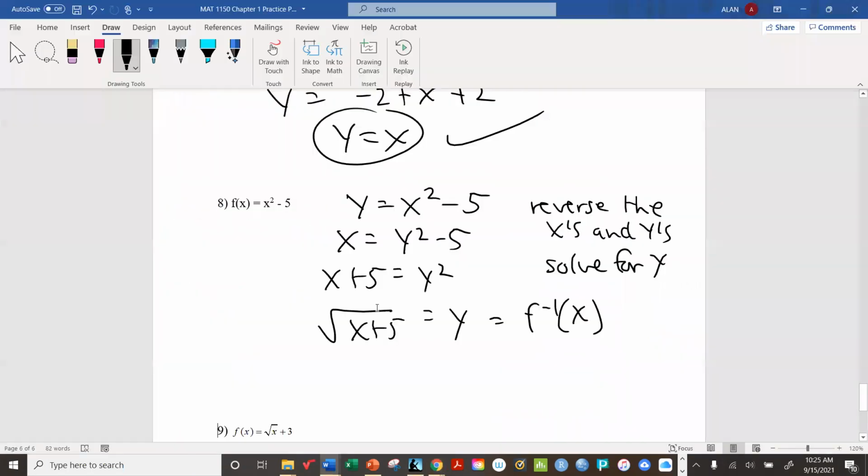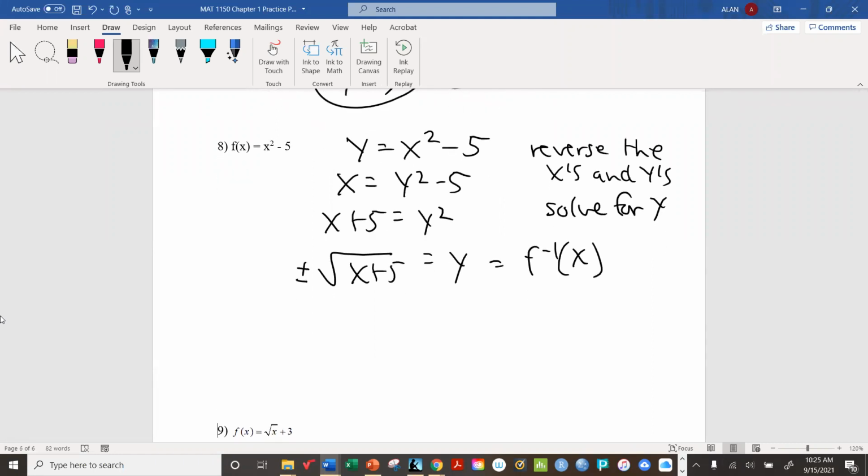oh, you know what? I just remembered. Sorry, I should have put plus and minus symbols here. Because when you take the square root of a value, let's say you're taking the square root, you're told that y squared equals 16.